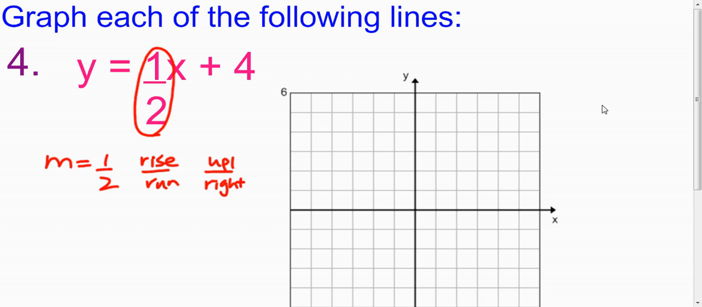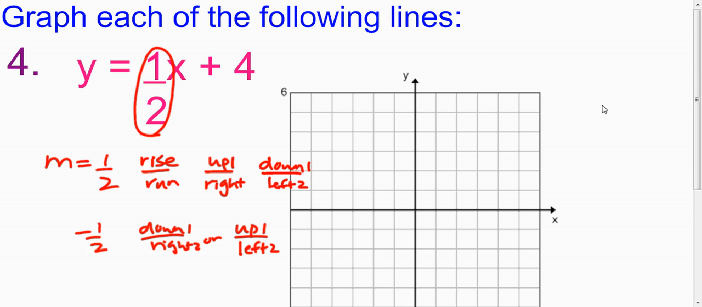If it was a negative in front, so for instance, if it was negative 1/2, that negative doesn't go both places, and it doesn't matter which way you pick it. It could either mean I would go down 1 and right 2, or I could go up 1 and left 2. Either one, just so you know, okay? This could also mean that I went down 1 and left 2. Okay, just so you know.